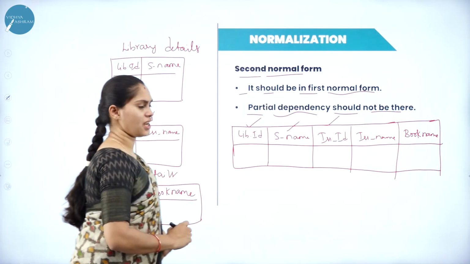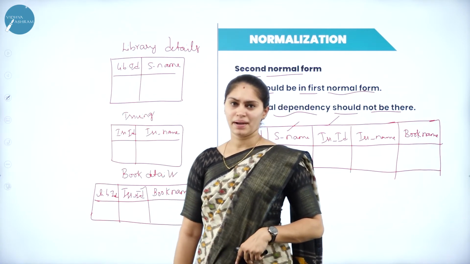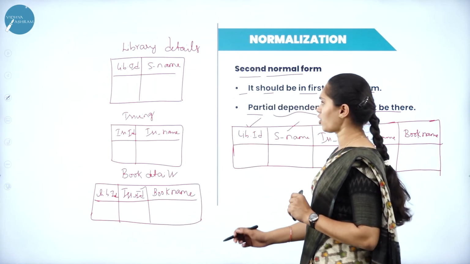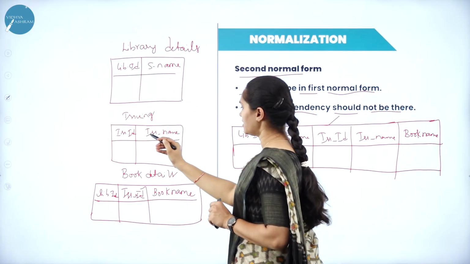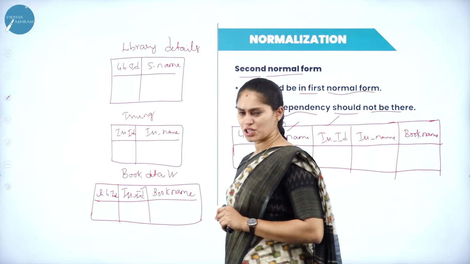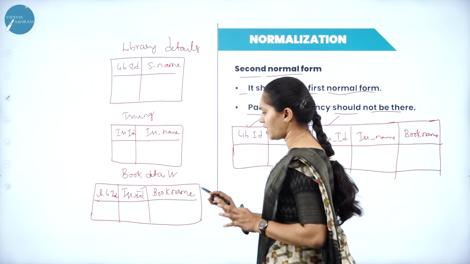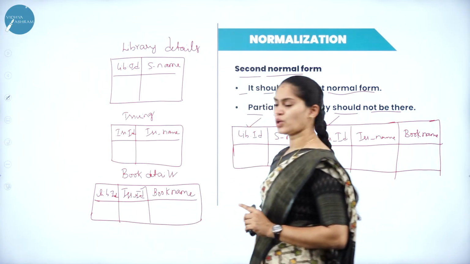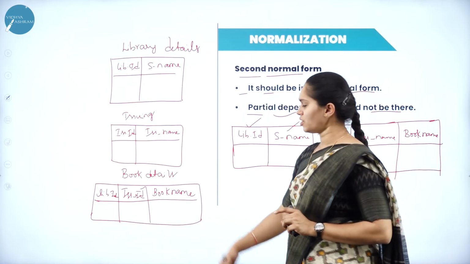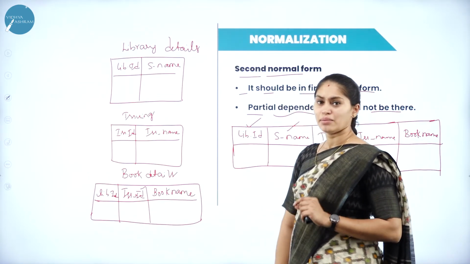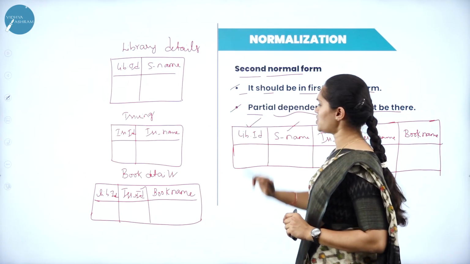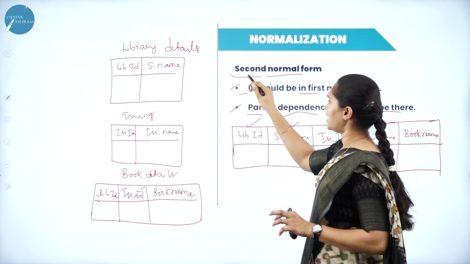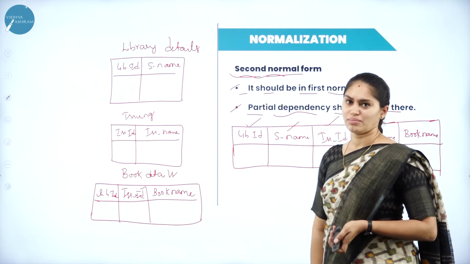So if you see here, there is no partial dependency between one column and another column. This student name only depends on the library ID. This issuer name only depends on the issuer ID. And this book name depends on the library ID with issue ID. So there is no partial dependency between the contents of a table. So if we satisfy these two scenarios, then we can say that our table is in the second normal form.